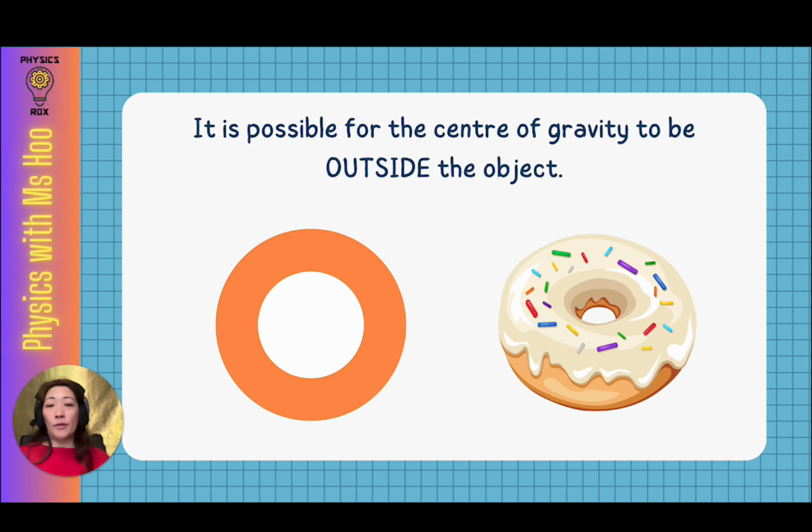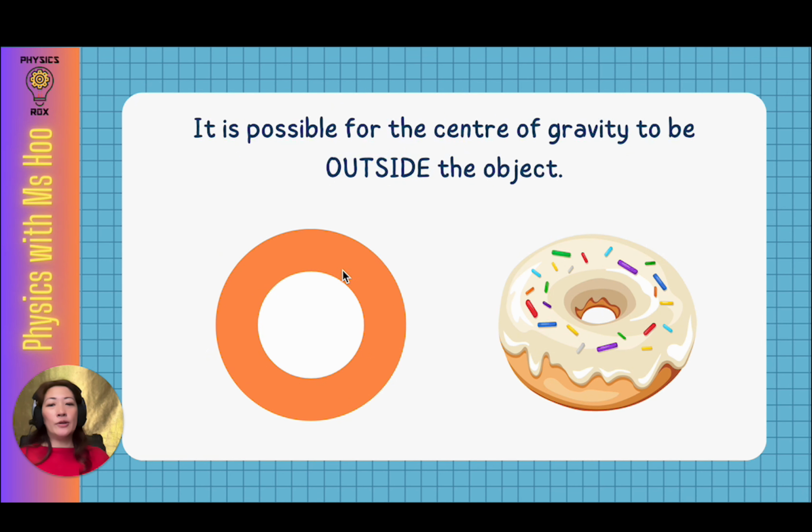Whether it's 2D or 3D, it's possible for the center of gravity to be outside the object. The center of gravity is not technically outside the object, but rather at a zone where there's no material for the center to be acting from. On the left, we have a 2D donut, and on the right, an image of a 3D donut. In both cases, the center of gravity is in the middle.